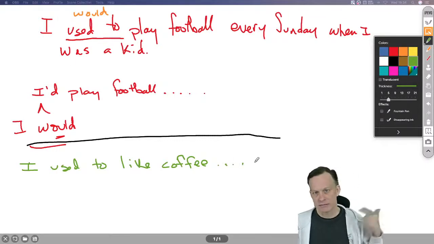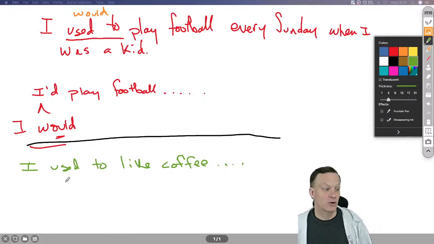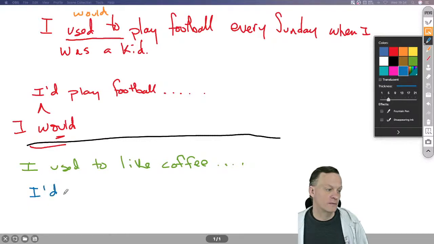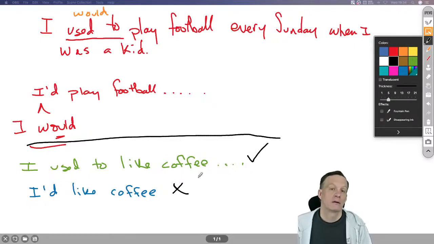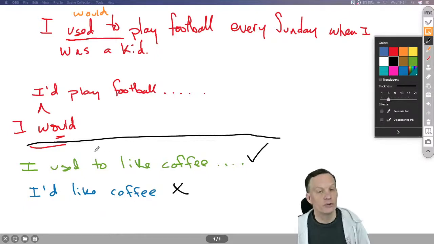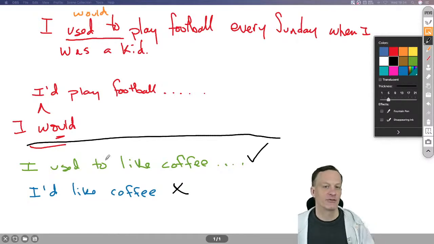This isn't a habit. It's not repeating itself. It's not a habit. So here you cannot say, I need another color, I'd like coffee. This sentence is incorrect. Okay, this one is good. This one is incorrect. So if you use would, it's only for repeated habits. It's not for a past situation.